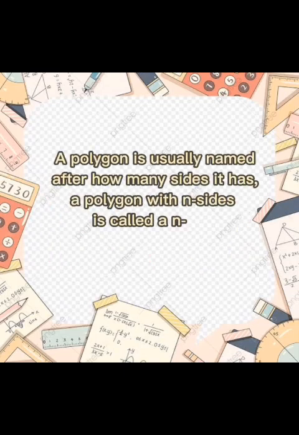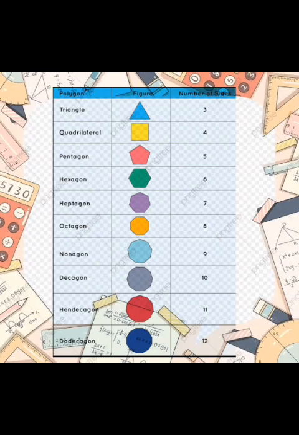A polygon is usually named after how many sides it has. A polygon with n sides is called an n-gon. This includes that a triangle has 3 sides, quadrilateral has 4 sides, pentagon has 5 sides, hexagon has 6 sides, heptagon has 7 sides, octagon has 8 sides, nonagon has 9 sides, decagon has 10 sides, hendecagon has 11 sides, and dodecagon has 12 sides.